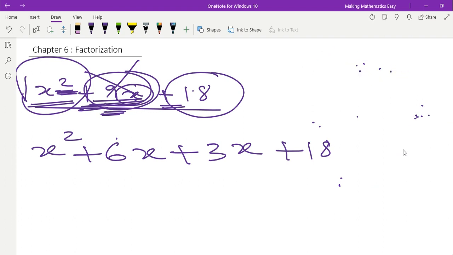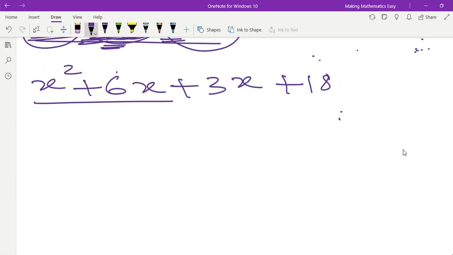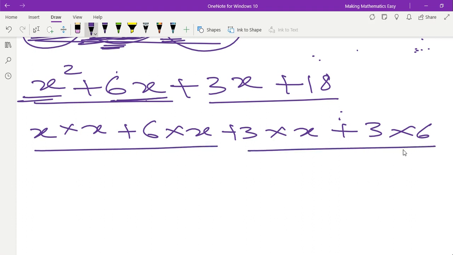Okay, now what you need to do is you need to take first two terms and last two terms. Now you need to find out factors, common factor between these two terms. So you see x square and x, so we have common x. So x square is nothing but x into x. 6x is nothing but 6 into x. 3x is nothing but 3 into x. And 18 is nothing but 3 into 6, right? So I need to find out common between these two terms.